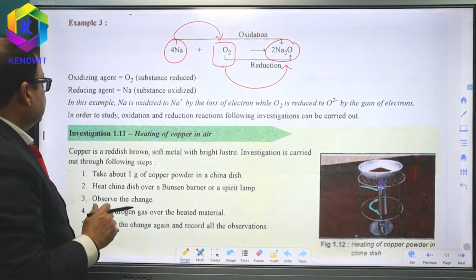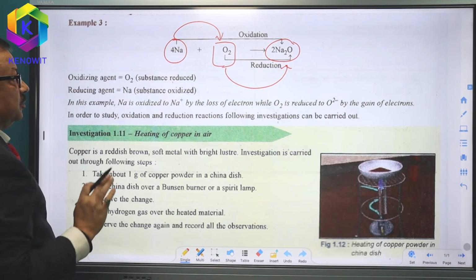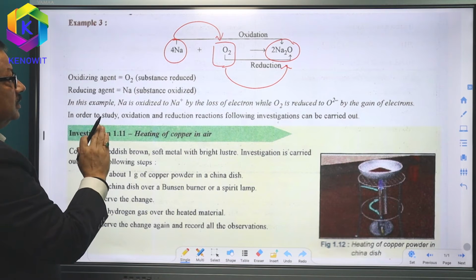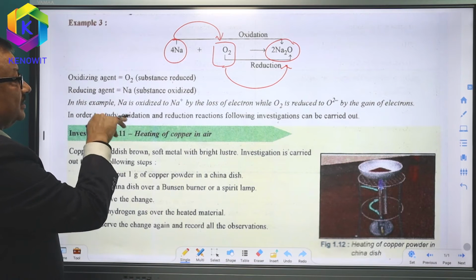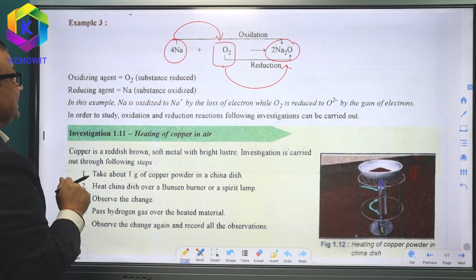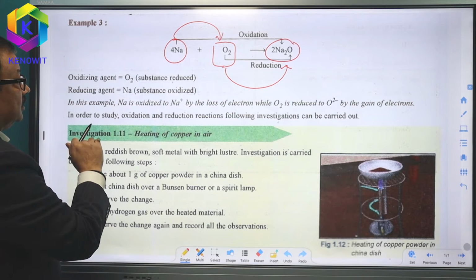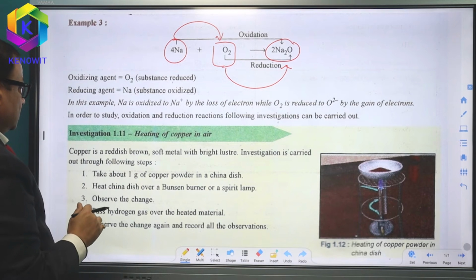So finally, sodium combines with oxygen and gives sodium oxide. Sodium reacts with oxygen. This process is oxidation. So sodium is a reducing agent because sodium is oxidized.